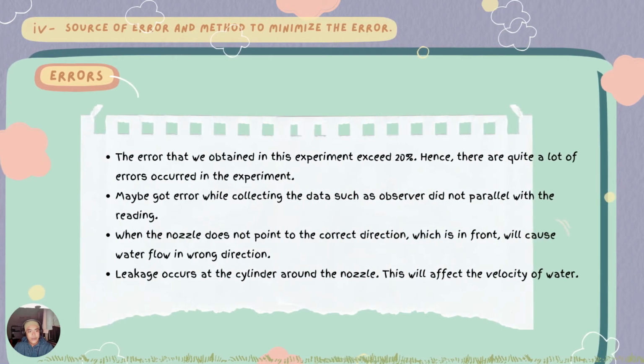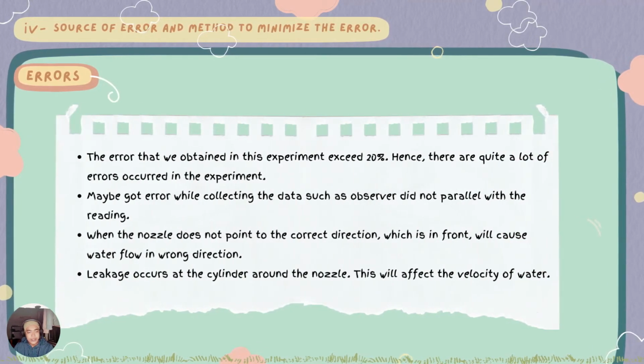Next question is to find the source of error and methods to minimize the error. First, we talk about error. The error that we obtain in this experiment exceeds 20%. Hence, quite a lot of error occurred in this experiment. Maybe there was error while collecting the data, such as the eye of the observer not parallel with the reading. Next is when the nozzle does not point in the correct direction, which is in front, it will cause the water to flow in the wrong direction. And lastly, leakage occurs at the cylinder around the nozzle. This will affect the velocity of the water.